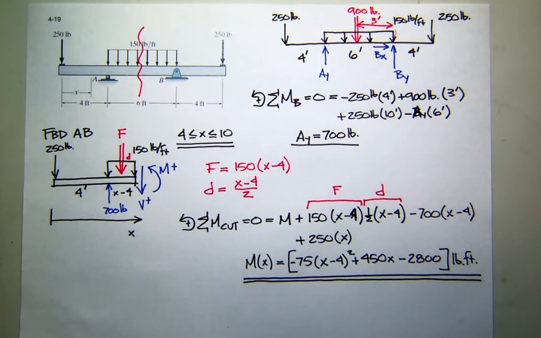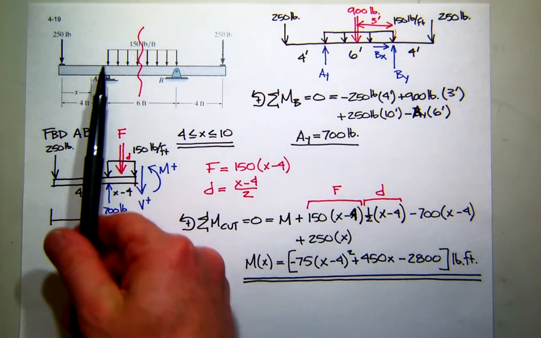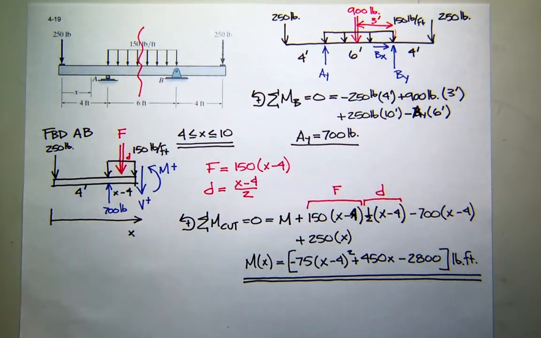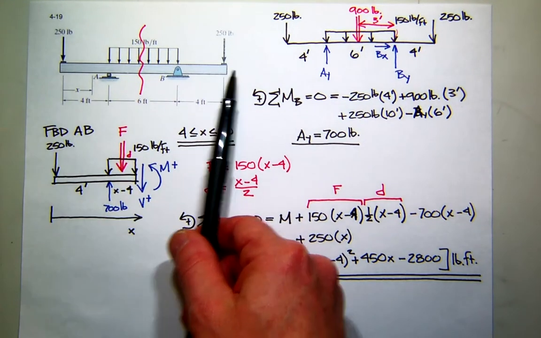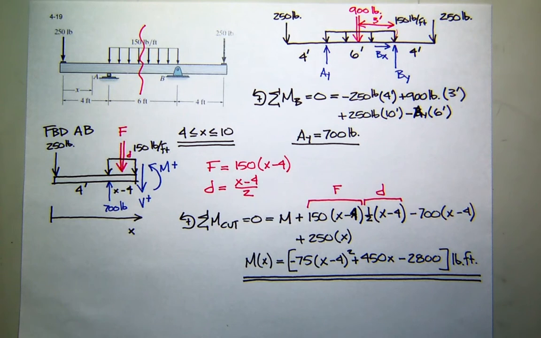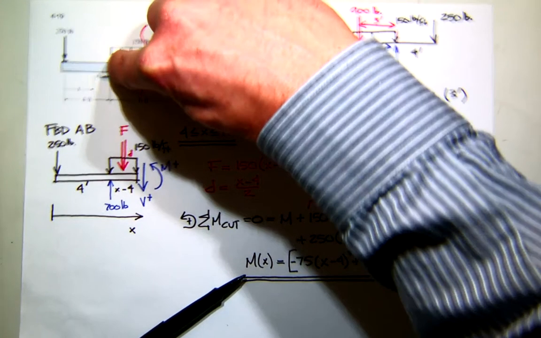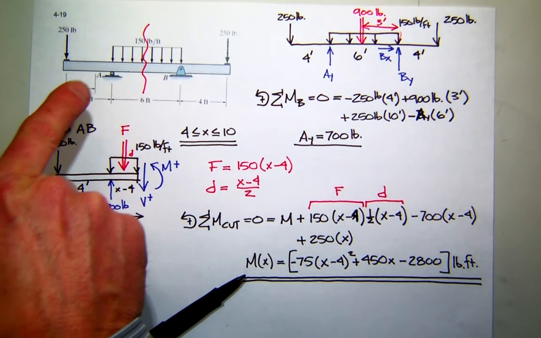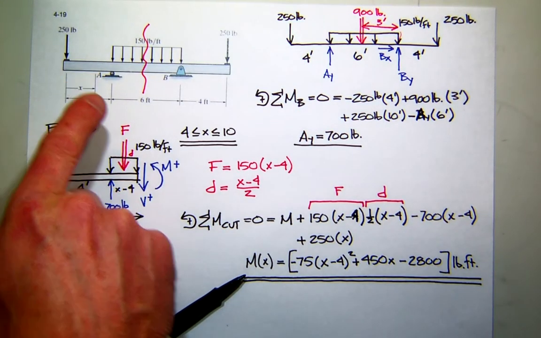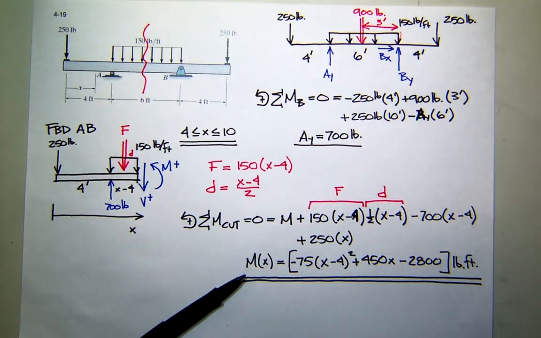And really I don't have anything to check it with because I don't know any moments in that region just by looking at it. I know I got moments and shears here on these free ends, but that's not going to help me. So if you really wanted to check this, you would have to compare this moment equation at, say, x equal 4 with the equation from the first section at x equal 4 and hope the moments matched. And since we're not working that part of the problem, we can't make that check.